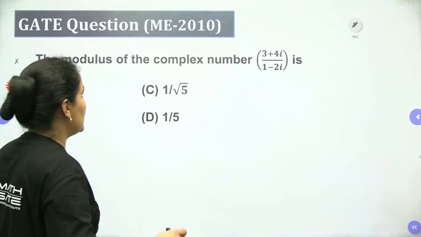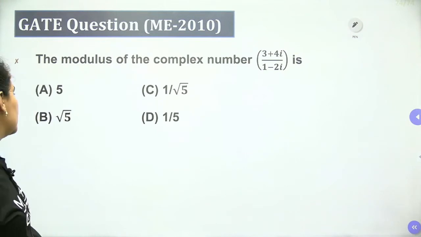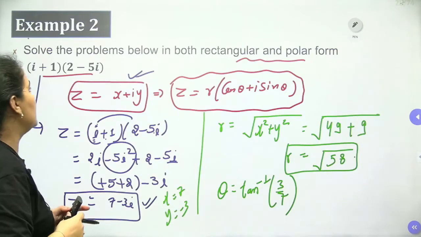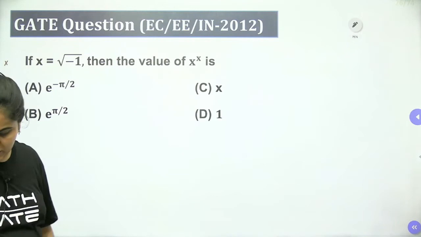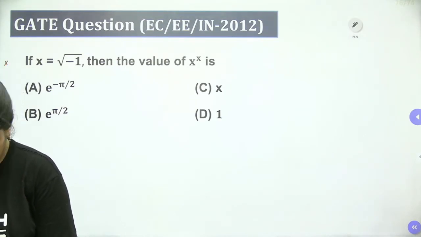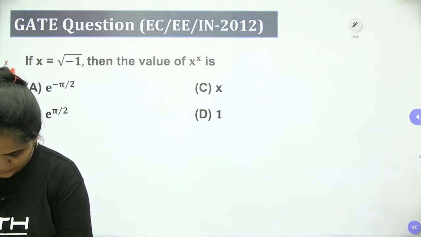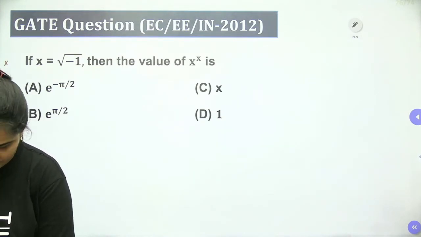This is a GATE problem which was asked in 2010, the modulus of this one. Had we discussed this one? Yeah, we already discussed this GATE problem. The answer was root 5. Earlier we discussed it here only. You can see where it is, it was here, right? Okay, we already discussed that. Now let's come to this one, x power x. Let me find more questions on the basics of complex numbers for you guys, so that it will be great to approach. So do we have questions? Yes, we have more GATE problems only.